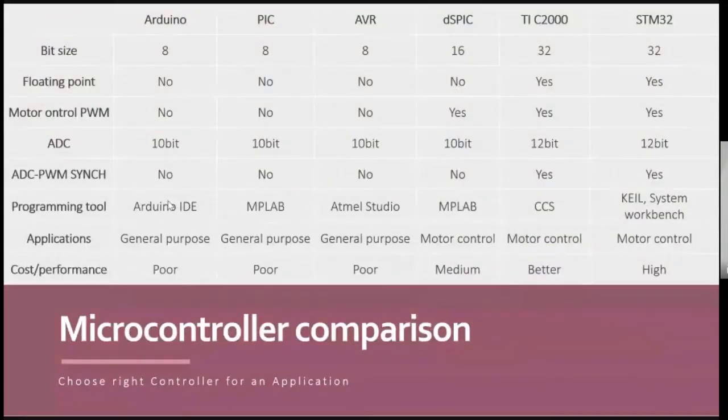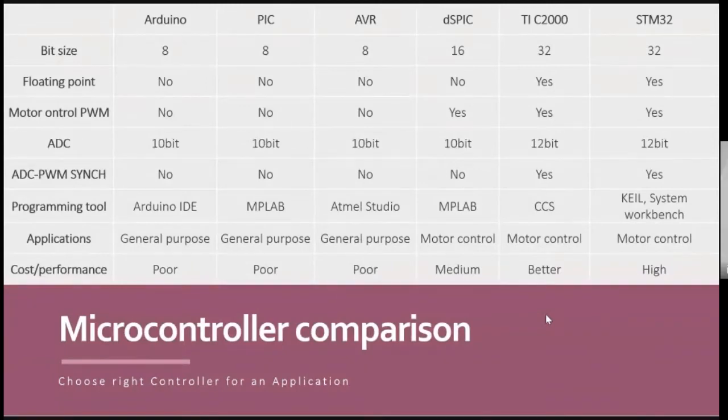Here I have arranged a comparison table based on different parameters. First is bit size. We can see that Arduino, PIC and AVR are 8-bit microcontrollers, DSP is 16-bit, and the TI C2000 that we used is 32-bit, and STM32 is also 32-bit. Based on floating point, Arduino does not have a floating point unit, PIC has no floating point, AVR also does not have floating point, and the DSP has no floating point.